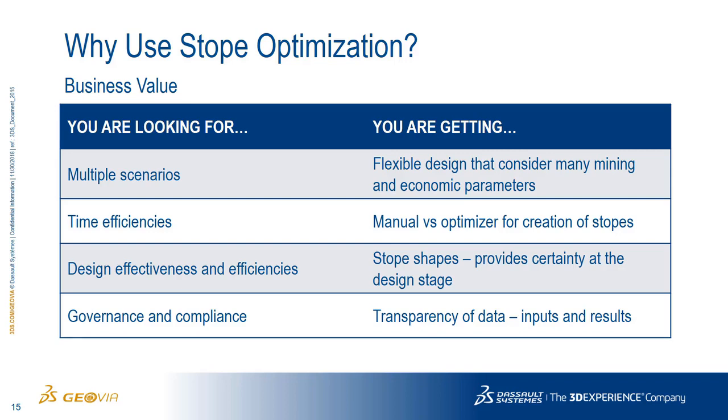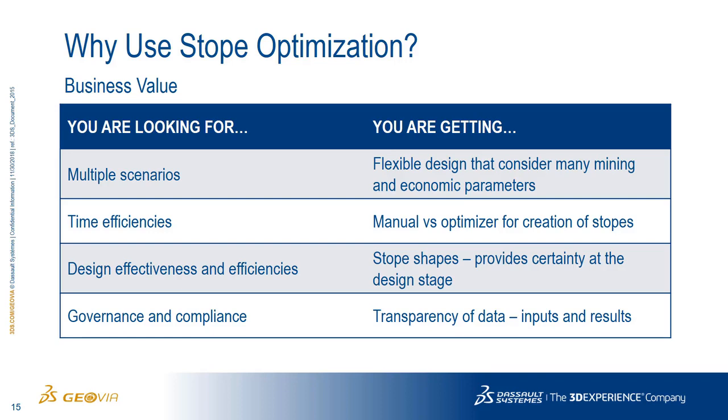Just the time efficiencies of generating stope shapes. The manual process of generating hundreds of stope shapes, you may get part way through doing design, some unplanned event may happen, back to square one. So just having the ability to supply input and have those inputs for design, cost, and other factors, to have an optimizer generate those stope shells for you just saves a huge amount of time.